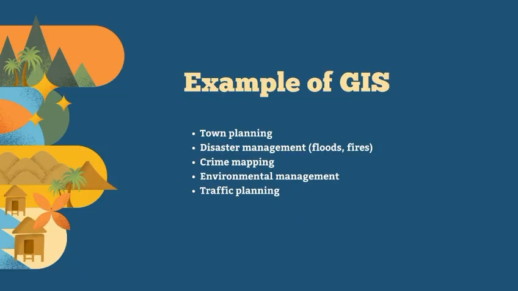Police and law enforcement use GIS for crime mapping to track patterns or hotspots. Environmentalists use GIS to monitor land use, pollution, and conservation areas, while traffic planners use it to manage road networks and reduce congestion. Knowing these examples is useful because examiners often ask you to explain real-life applications of GIS.